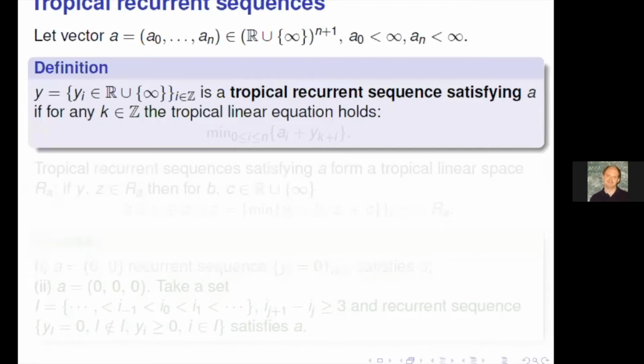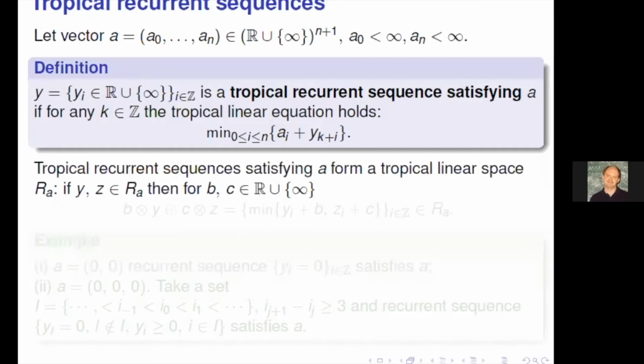And so we say that Y is a tropical recurrent sequence satisfying A. I should add linear, but I omit it because I don't consider anything else rather than linear recurrent sequences. If the following linear equations hold for any k. So this is very similar to the classical situation, but now we replace sum by minimum and the product by the sum. Okay. And again, if we consider the set of all tropical recurrent sequences satisfying A, they form a tropical linear space.